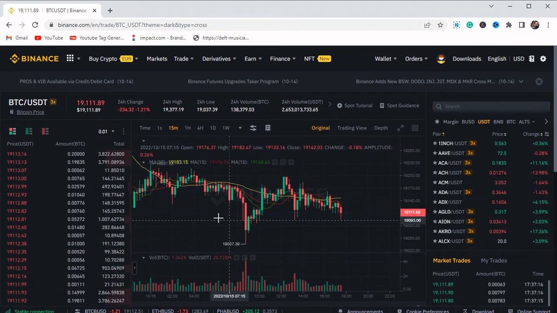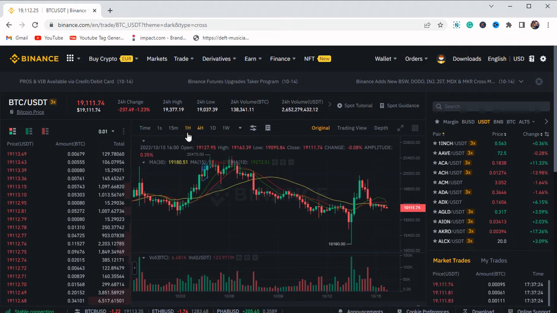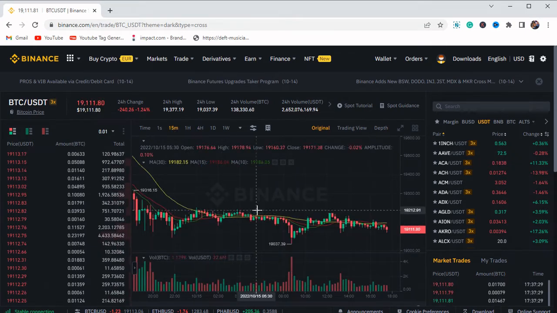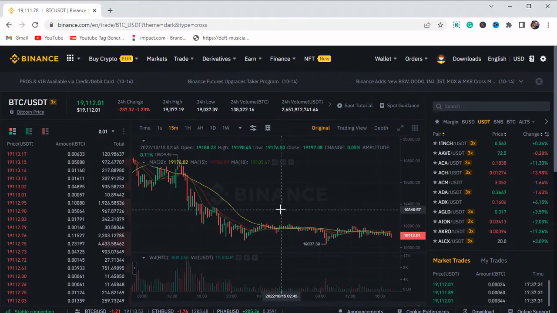When you are entering the trade, make sure you look at the chart in 15 minutes. You can be looking at the chart in 4 hours, but I want you guys to look at the chart in 15 minutes. Okay, so this is the 15 minutes time frame of BTC USDT.